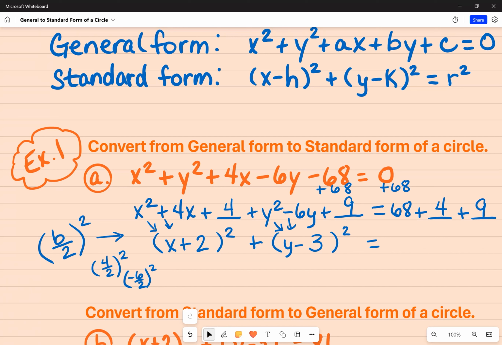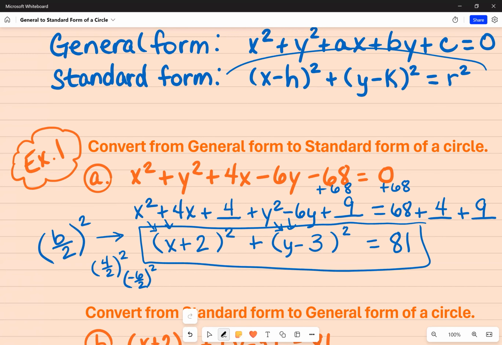And now on the right-hand side, I simply simplify that. So 68 plus 4 plus 9 is 81. Now if I look at this, I see that this is actually in standard form.